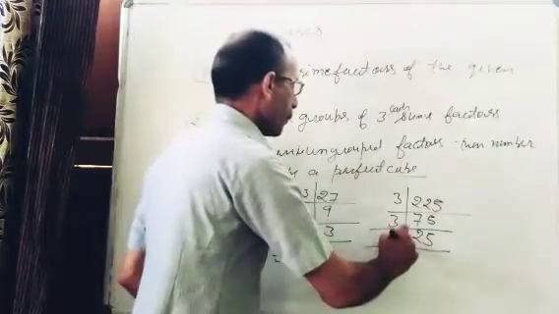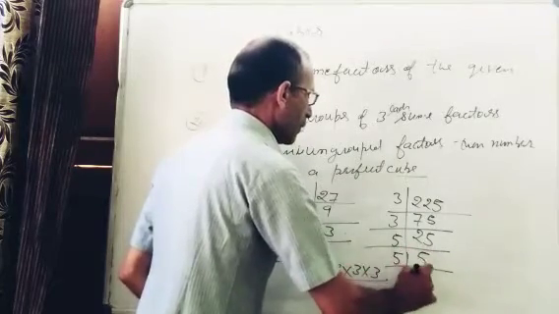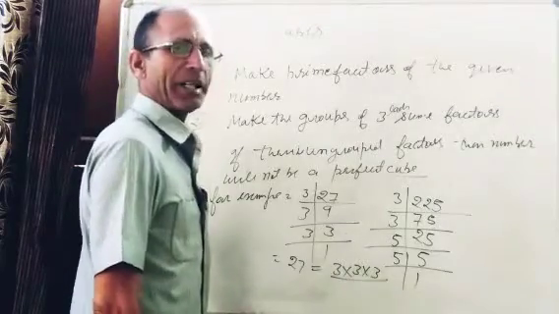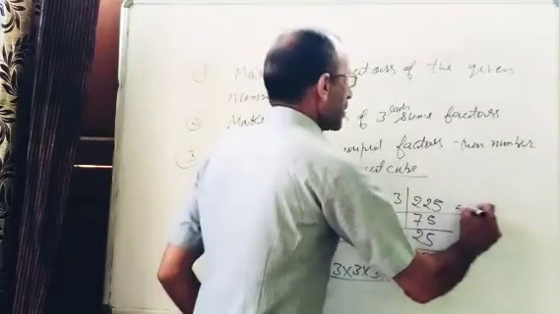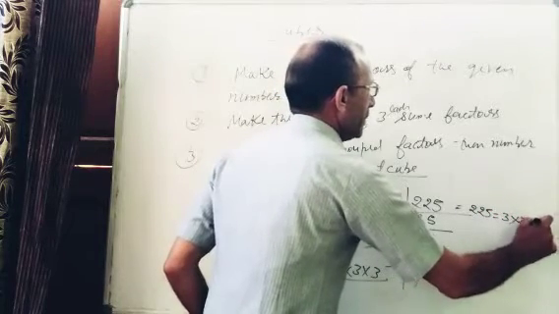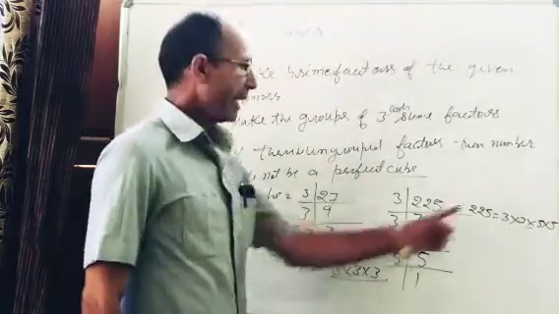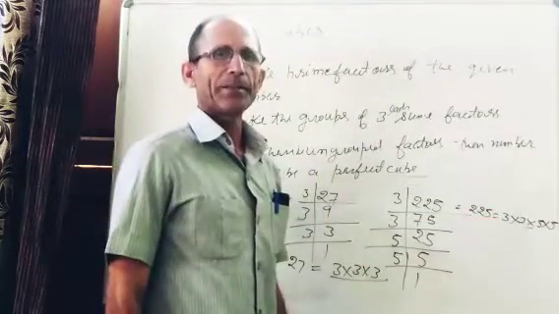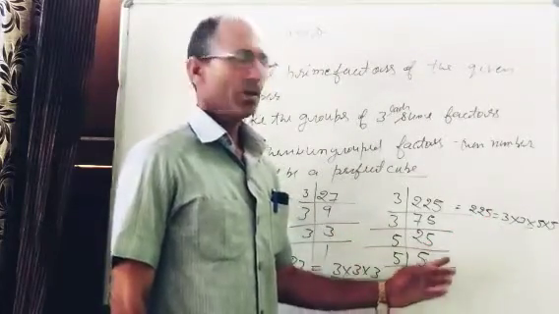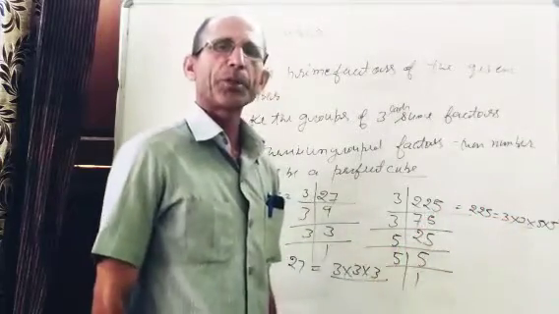Now 5 times 5 is 25. So the factors of 225 are 3 multiplied by 3 multiplied by 5 multiplied by 5. The same factor is not coming 3 times, so they are not making groups. They are ungrouped. It means this is not a perfect cube.